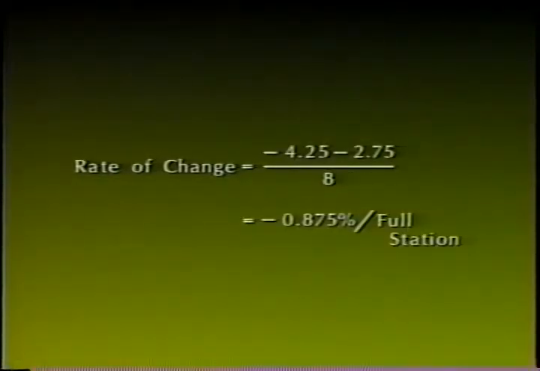For example, a vertical curve where the incoming G1 equals plus 2.75% and the outgoing G2 equals minus 4.25% with a length of 800 feet, little r would equal minus 0.875% per full station. The rate of change is always negative for a crest curve and positive for a sag curve. The value of little r is the rate of change of the slope in percent per station.